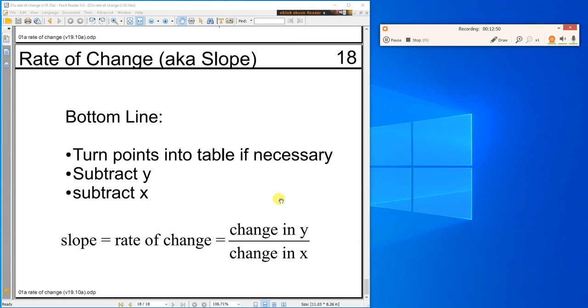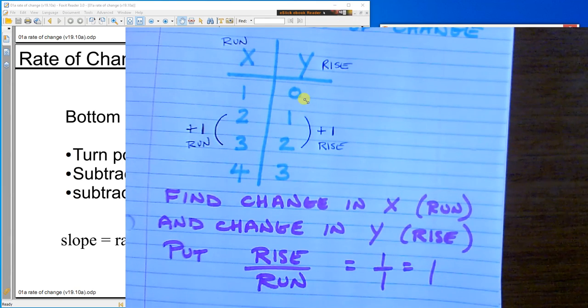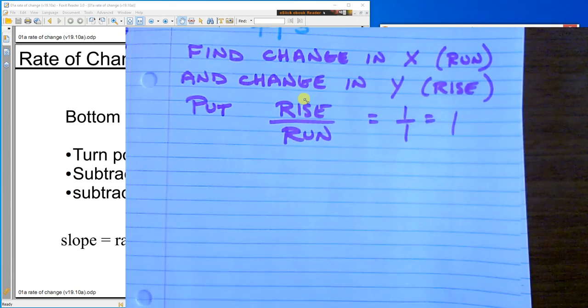So here's our bottom line. Turn the points into a table if necessary. Find the change in x. Find the change in y. Let's put that one into our notes. We'll do one more. Let me get my lights to turn back on.